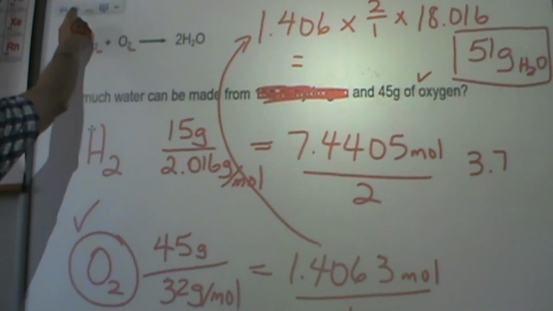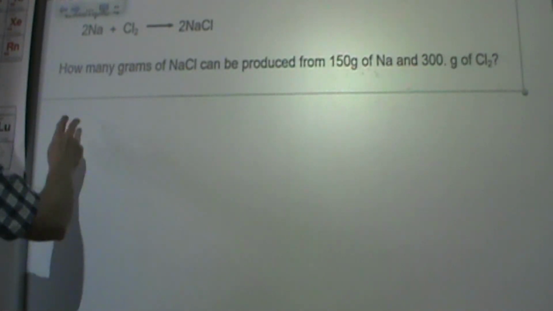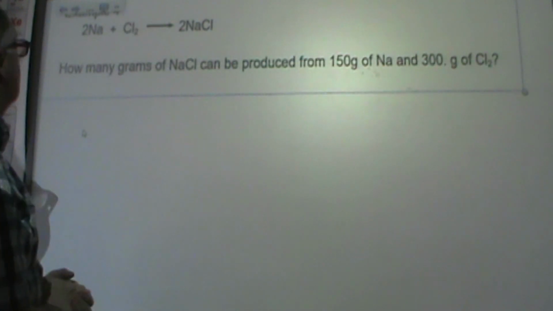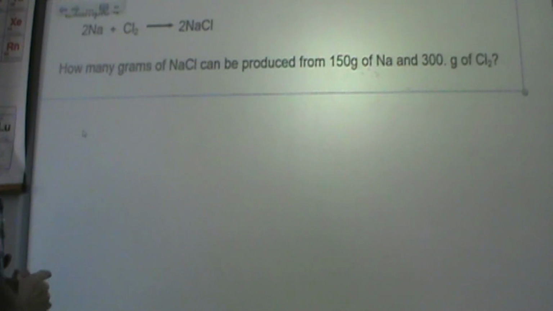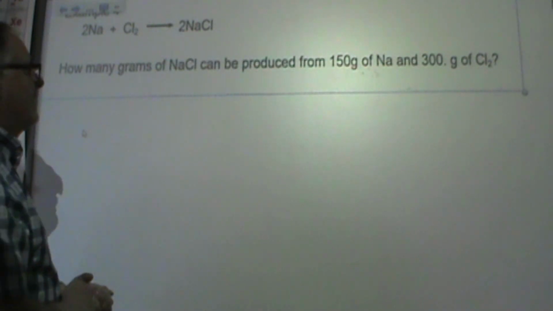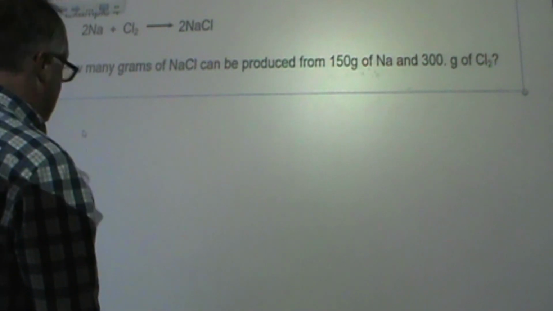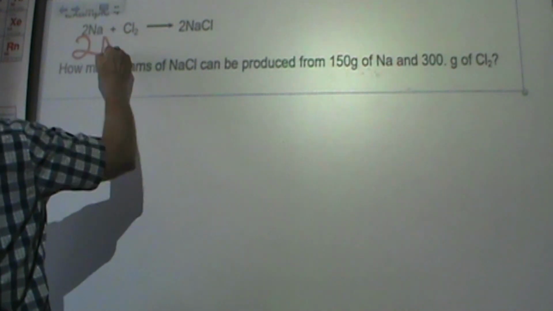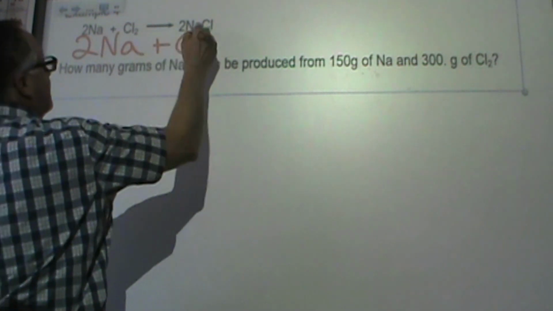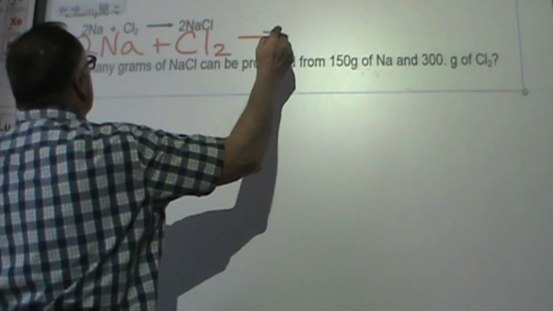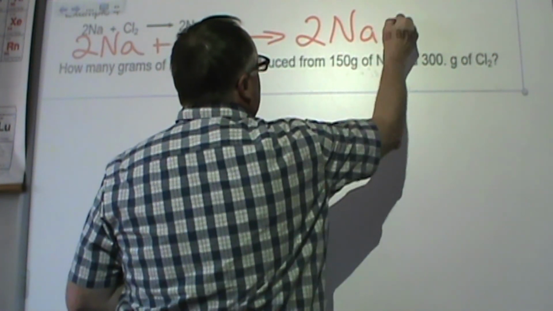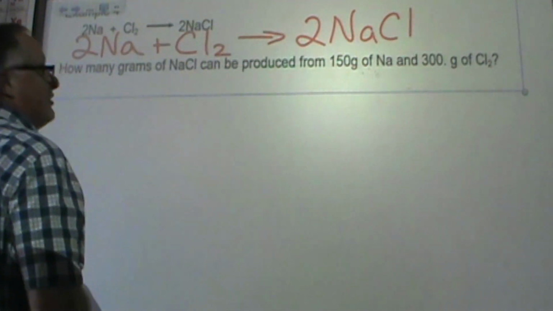Now I have one that I'm going to have you do on your own. 2Na plus Cl2 will produce 2 NaCl. Hopefully you can read that on the screen. Just in case, I will write it larger. 2Na plus Cl2 will produce 2 NaCl is your balanced equation.